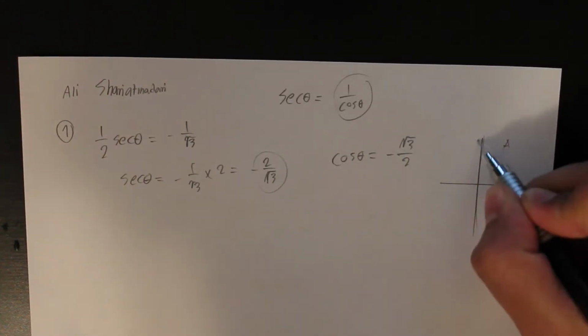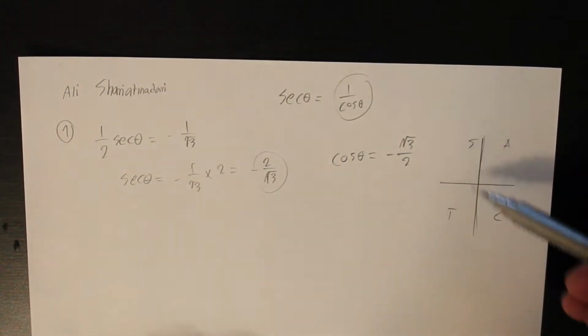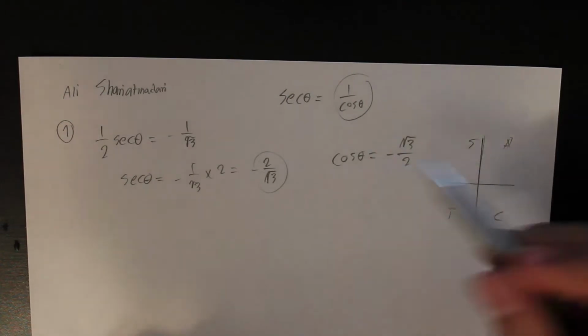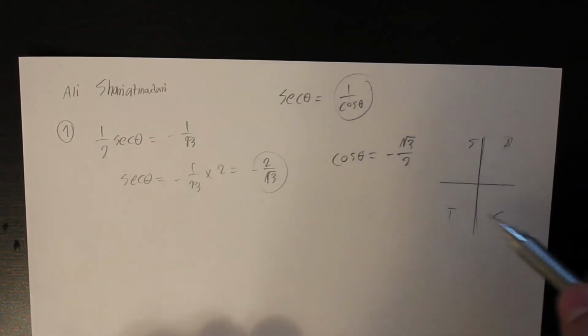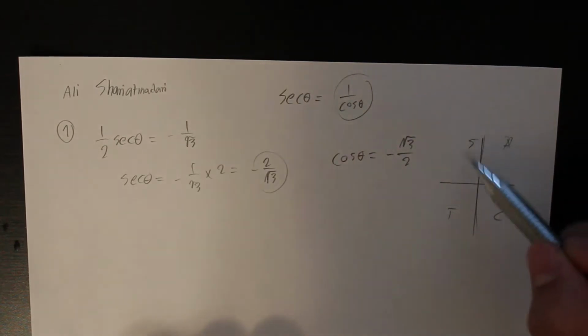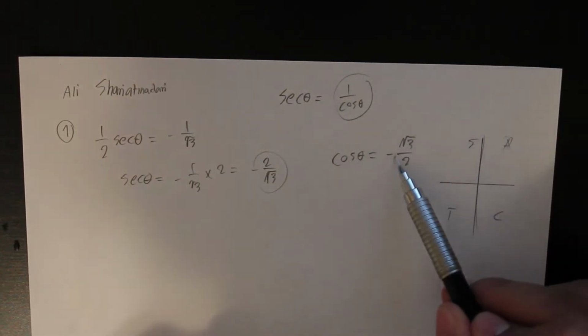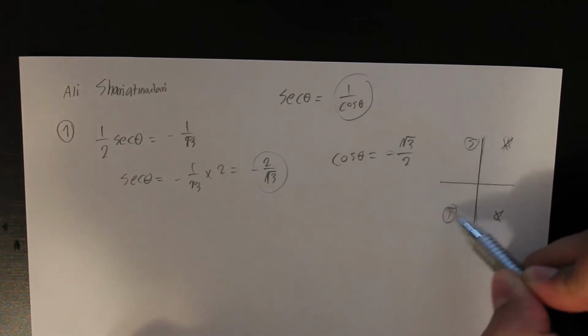Now A, S, T, and C are the letters I use to cover them. A means all of the trig ratios in this quadrant are positive. T means only tangent is positive. C means only cosine, and S means only sine is positive. In this case we have cosine, and cosine is negative. So that means it can't be in the quadrants where cosine is positive, it can only be in this or this quadrant.